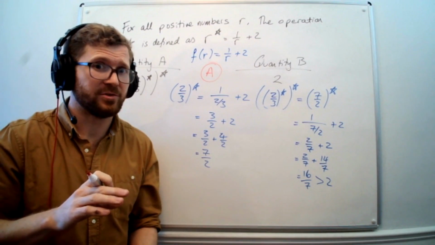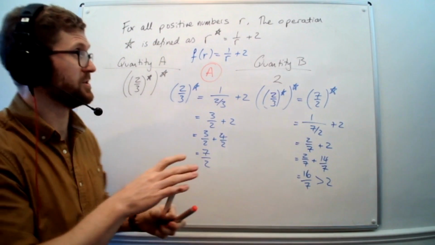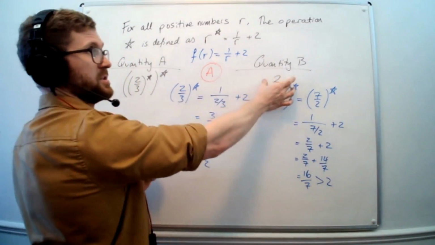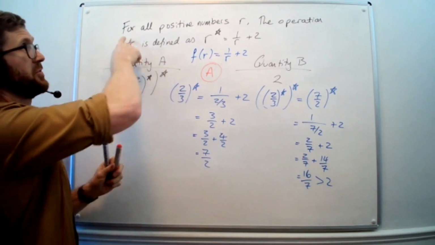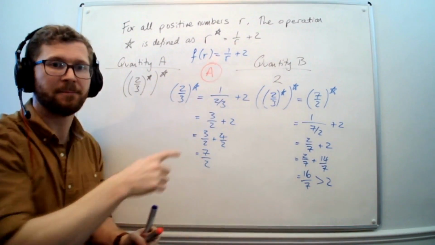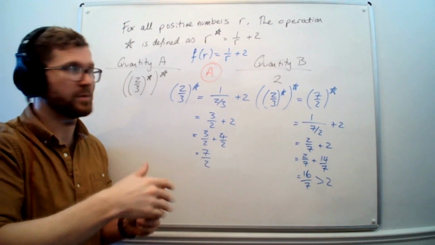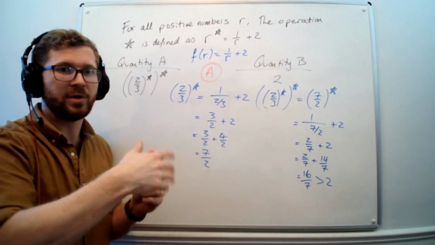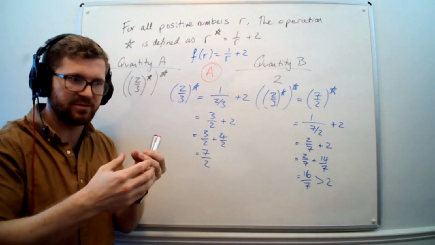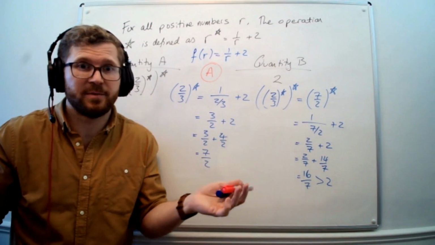There is a bit of a shorter way of looking at this question, and this is part of the strategy of quantitative comparison questions on the GRE. I've got something going on over here, and I've got a 2. Now, this question said for all positive numbers, the operation is defined as 1 over r plus 2. So whatever I put in, in this case it was 2/3, I'm going to add 2. And because I can only put positive numbers in, the 1 over r must be positive. So I've got a positive number plus 2. So whatever I put into this function, it's going to have to be bigger than 2.